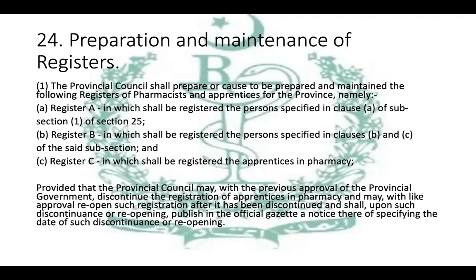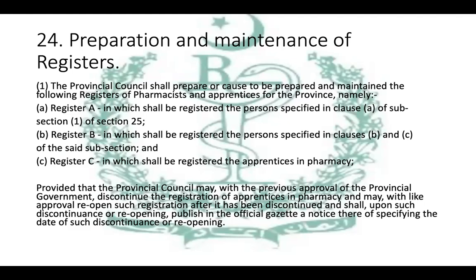Now, 24 says, preparation and maintenance of register. How to maintain register in these facilities. As I told you, there are 3 registers: Register A, Register B, and Register C under Section 25.